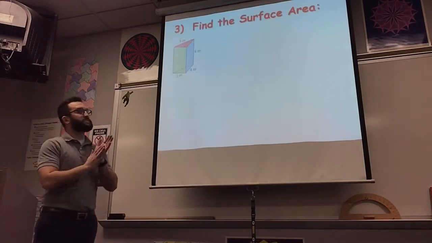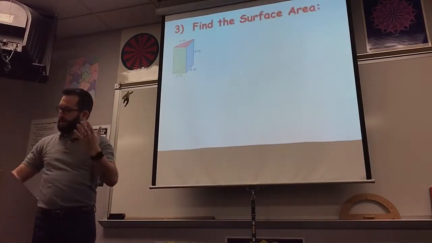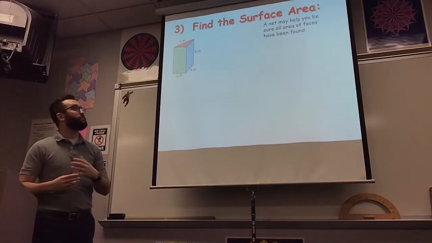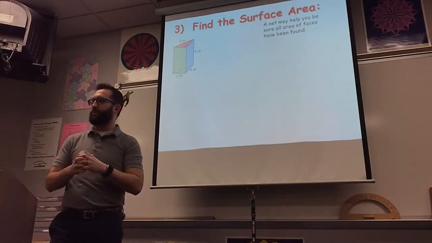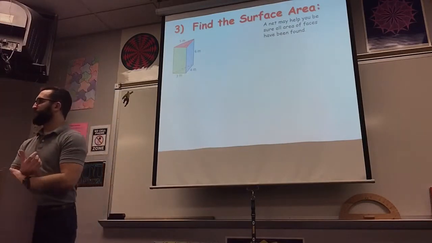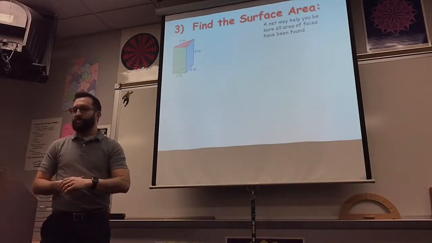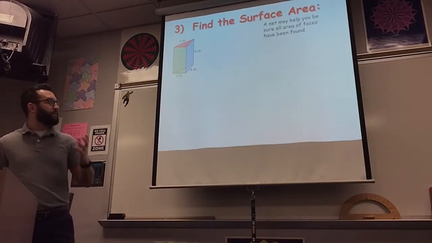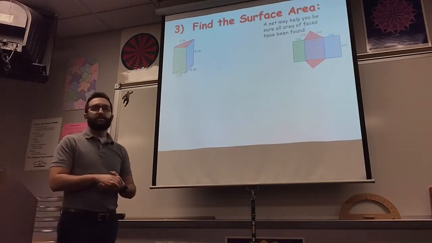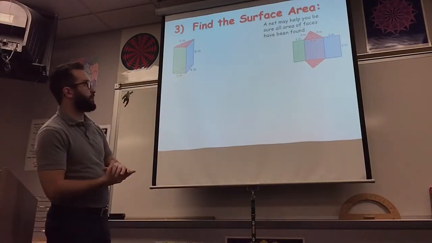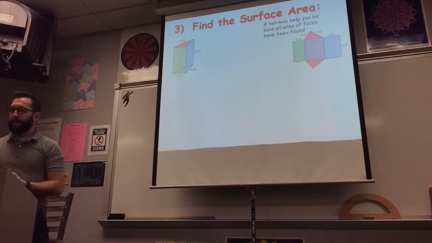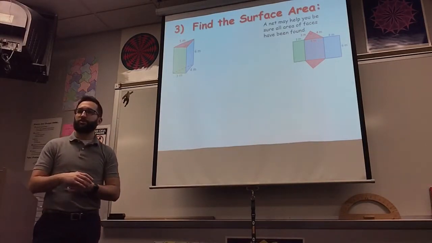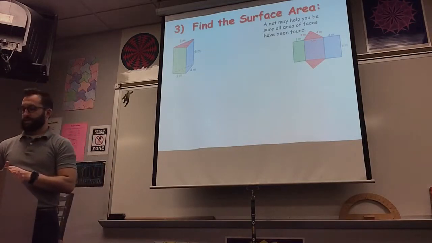All right, so let's find the surface area of this particular one. A net may be helpful to make sure that you have all the areas. It might be helpful. You have a lot more space for this one. So the net for this one, you don't have to draw it, but I'm going to show you what that net would look like. So it'll look like this. And I tried to make it so that the colors were right. How many faces are there in this triangular prism? There are 5.